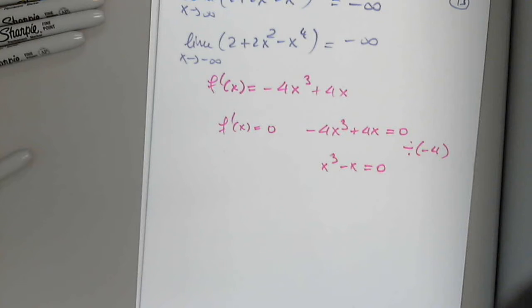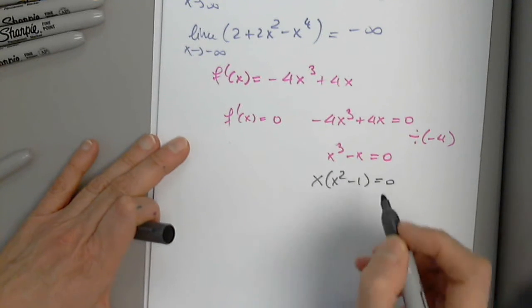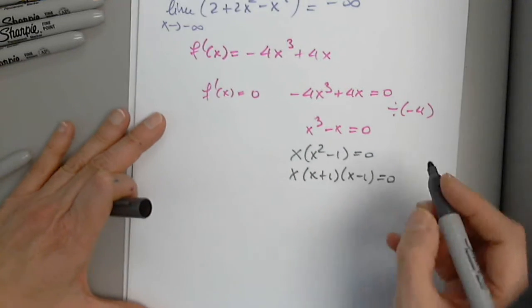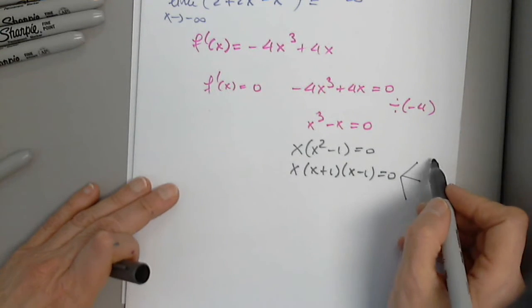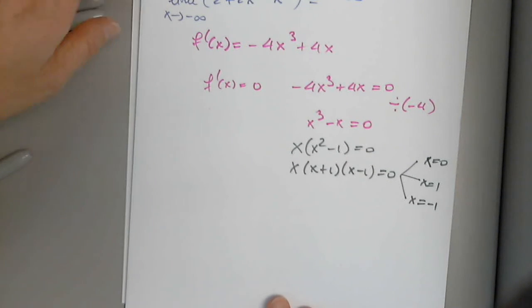How many solutions do I have to find here? 3. Yes, because the degree is 3. Awesome. How do I proceed? I will factor out x, and then I have x squared minus 1, and I will factor x plus 1, x minus 1, and indeed we get 3 possibilities. And what are they? 1, negative 1, 0. Very good. X equals 0, x equals 1, x equals negative 1.